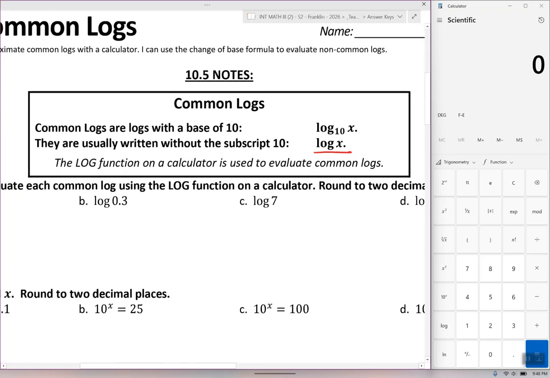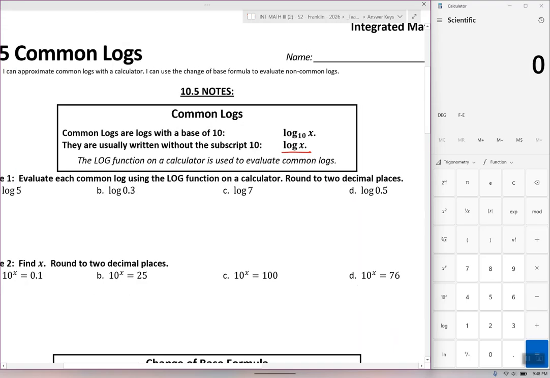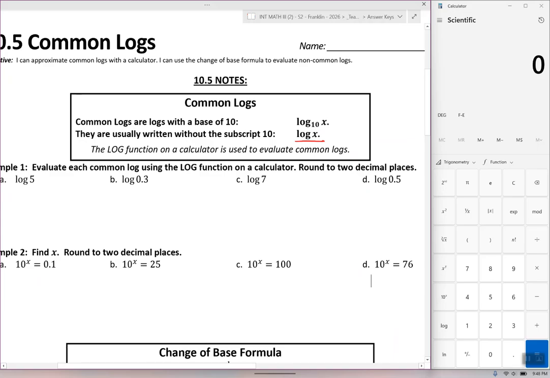The log function on most calculators is what's used to evaluate these common logs. If you see the log button on a calculator, like this one right here, that is what's used to evaluate these logs with base 10. First, we're just going to practice finding the value of these logs using the log function on a calculator, and we'll round to 2 decimal places.